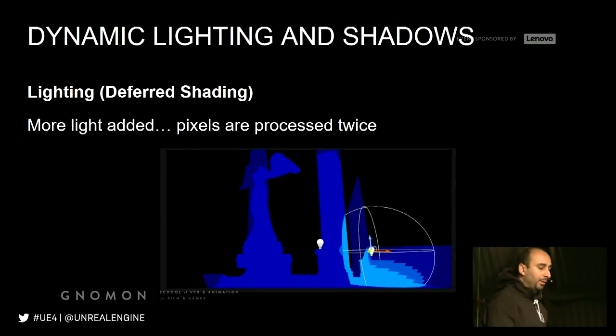Now, if we have another point light, it's the same thing. We're going to generate a mask, and we need to identify which are the pixels that are going to receive the pixel shader. So here, those pixels in light blue will be calculated by the pixel shader twice, once for the first light and another time for the second light.